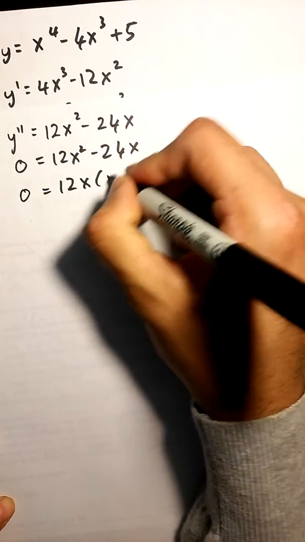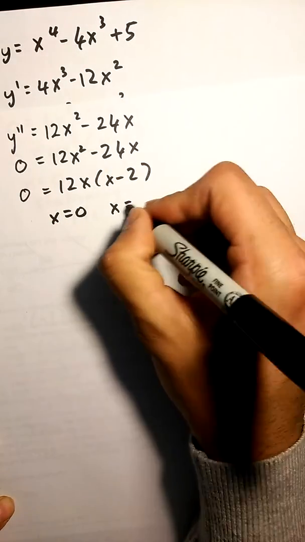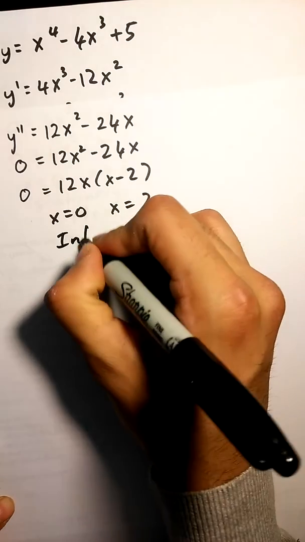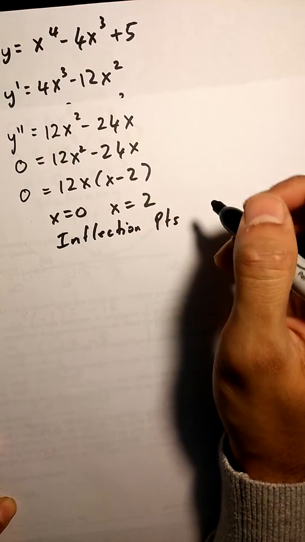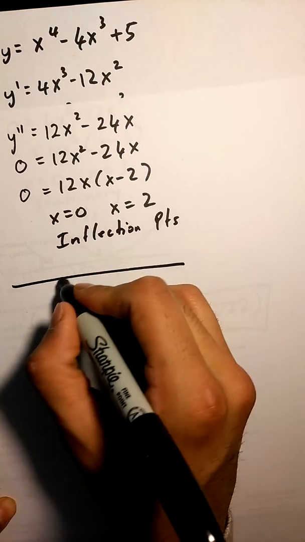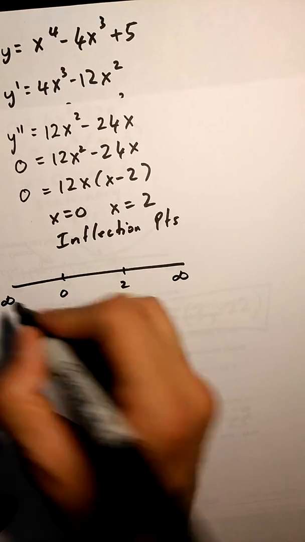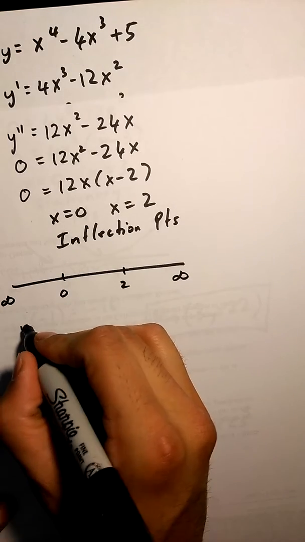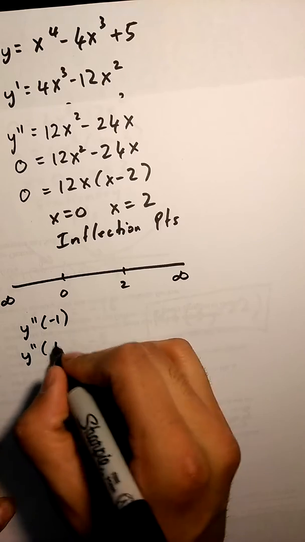Factor. And get our inflection points. Okay, we're going to put this on a number line. We're going to find y double prime, negative 1, 1.